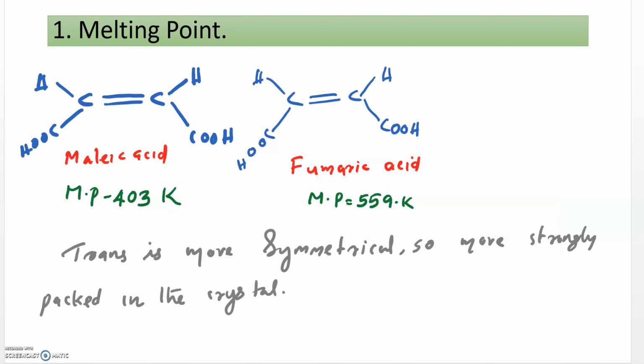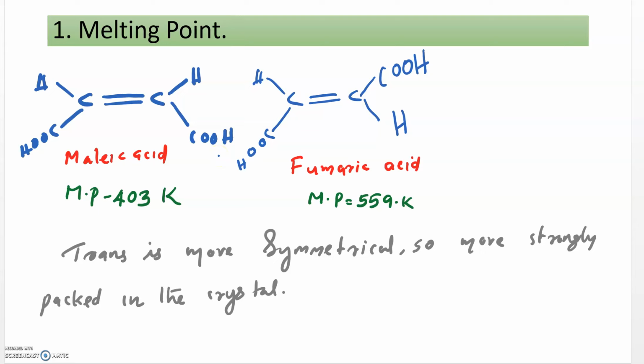It's very simple. The first property is melting point. We know that the trans isomer is more symmetrical than the cis isomer. For example, maleic acid and this is fumaric acid. Here the COOH groups are on the opposite side, that is, it is a trans isomer. Fumaric acid is the trans isomer. In maleic acid, the COOH groups are on the same side.